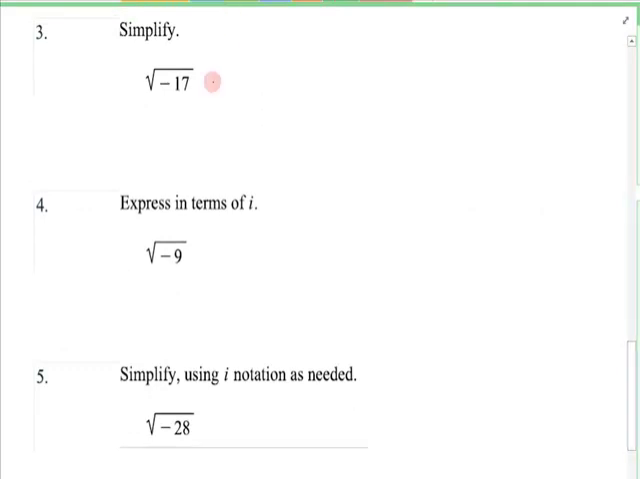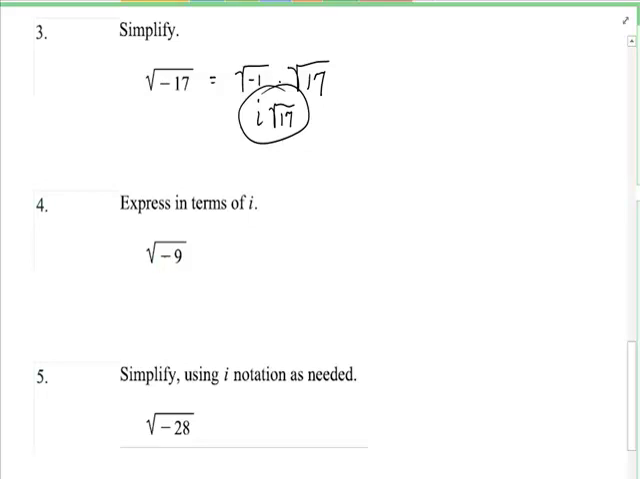All right, let's look at this one. I see a negative, so I know that's the square root of -1 times the square root of 17. Well, the square root of -1 is i. Can I simplify the square root of 17? And the answer is no, because it's a prime number, no factoring. So there we go. That's all I can do with it. It is i times the square root of 17.